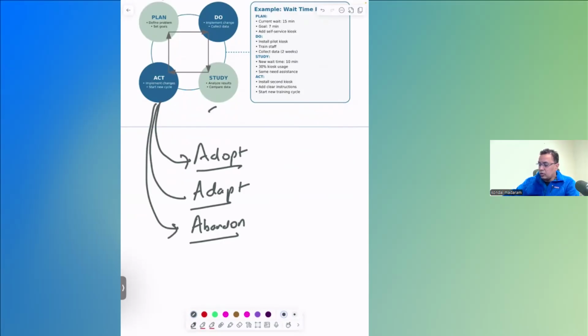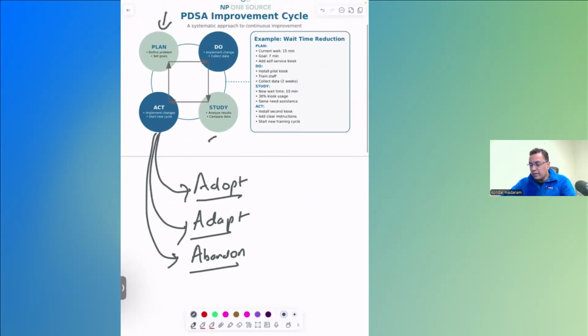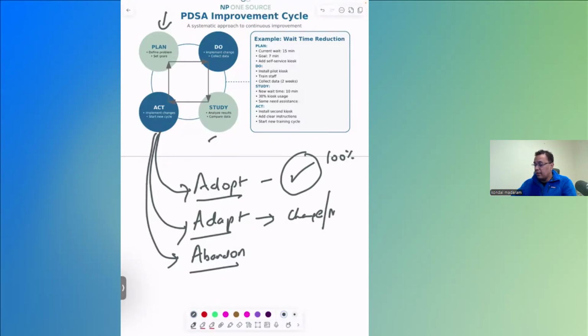What I mean by that is, you defined a problem, you implemented a plan, you looked at the result, and when you're acting, you like the changes you see, so you take it 100%. Or you feel, okay, I don't like all of it, but I like some of it, so you change it and adapt to it. You change, modify, and then you accept it. In abandon, you feel that whatever you did did not work out at all, so you abandon the plan.